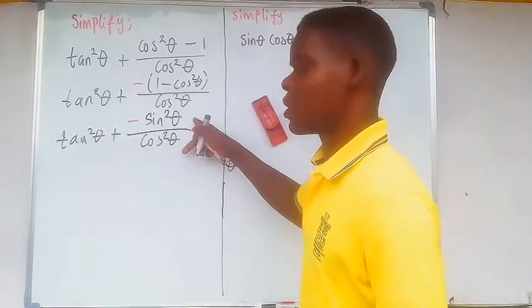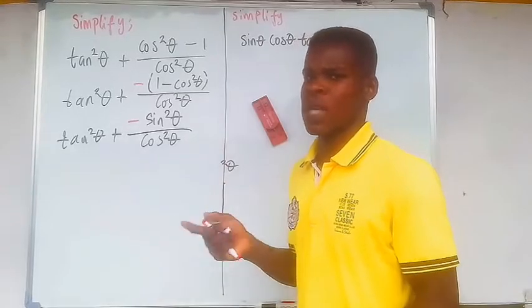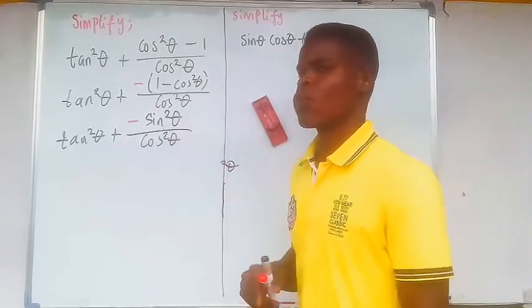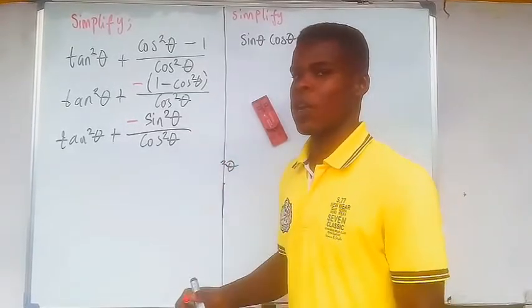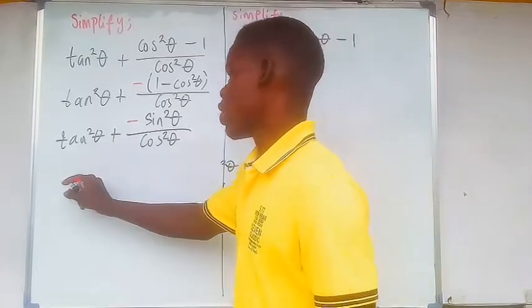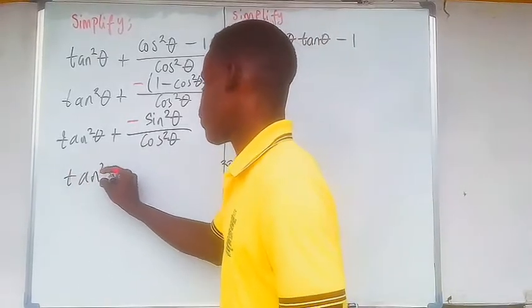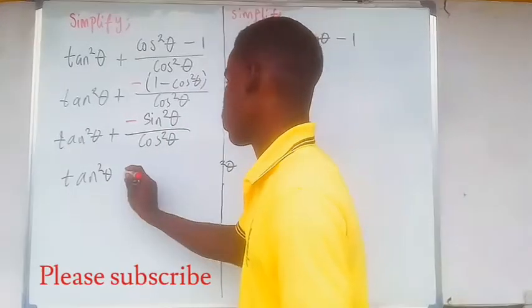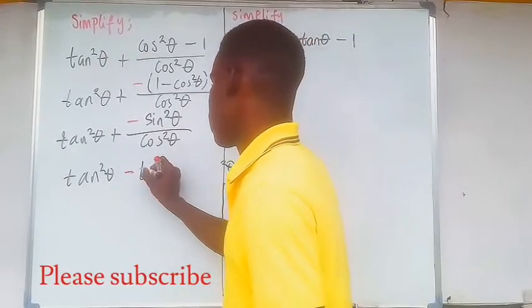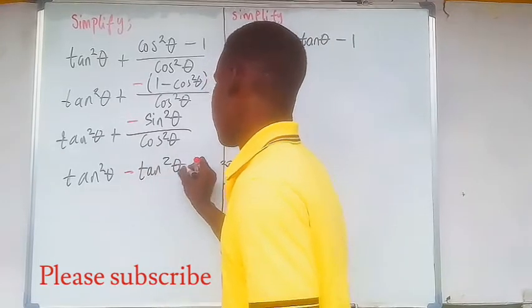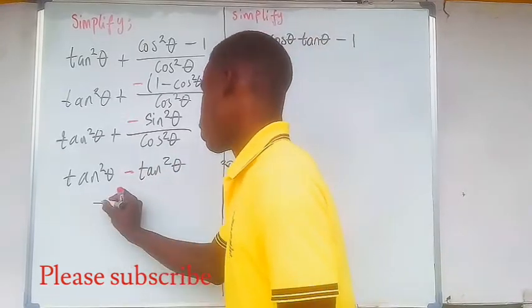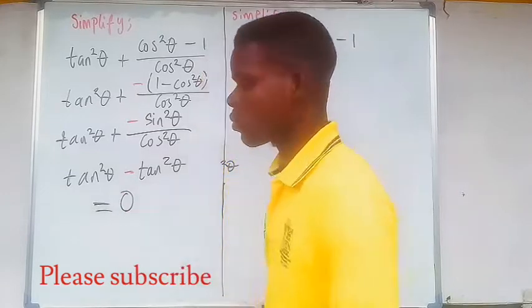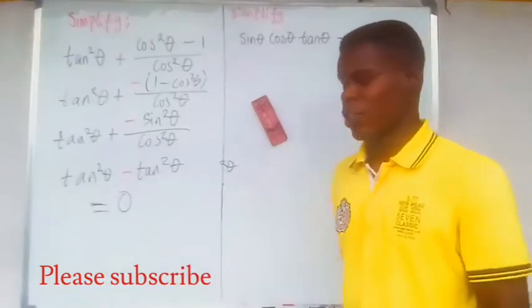Now you note that sine theta over cosine theta is just equal to tangent theta. Therefore, sine square theta divided by cosine square theta will be tangent square theta. So here we have tangent square theta, and this one will just become negative tangent square theta. So at this point, the result is giving us 0. That's the simplification of that.